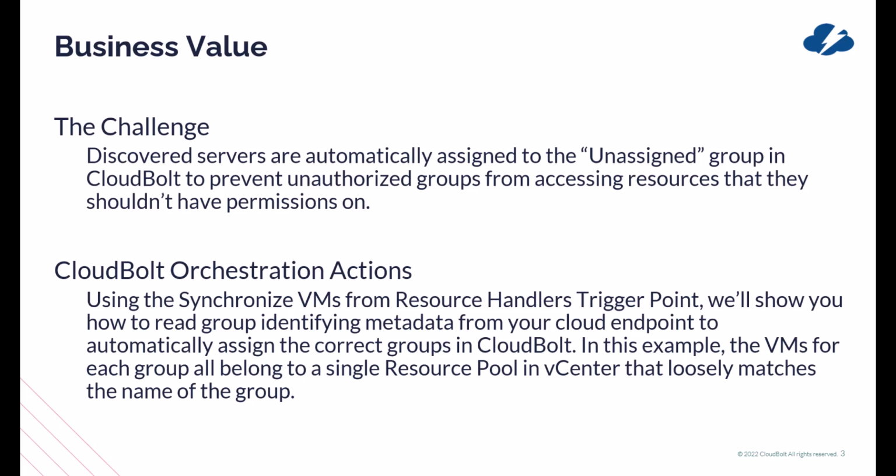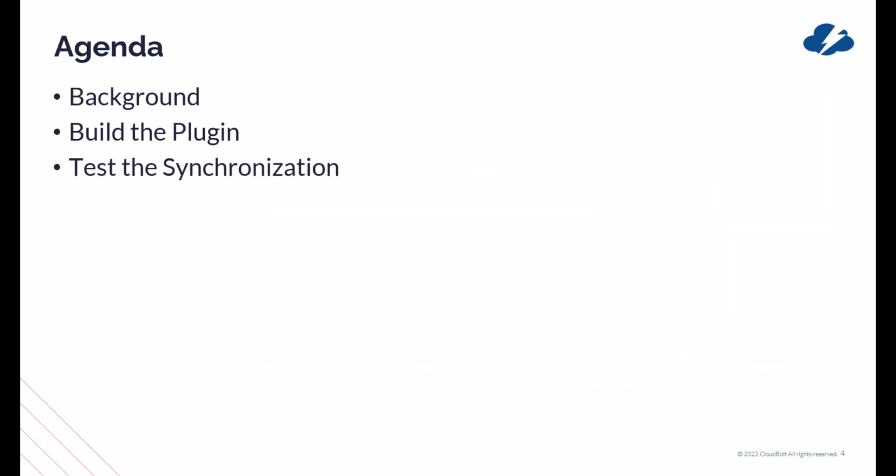But in this video, what we're going to do is take a look at how to automate that process. We do it for this example by looking at this customer in particular has a set of resource pools in vCenter where we're able to glean the name of the group that these resources should belong to from the resource pool itself. So in the video, we're going to start by just covering the background, showing you what the use case looks like.